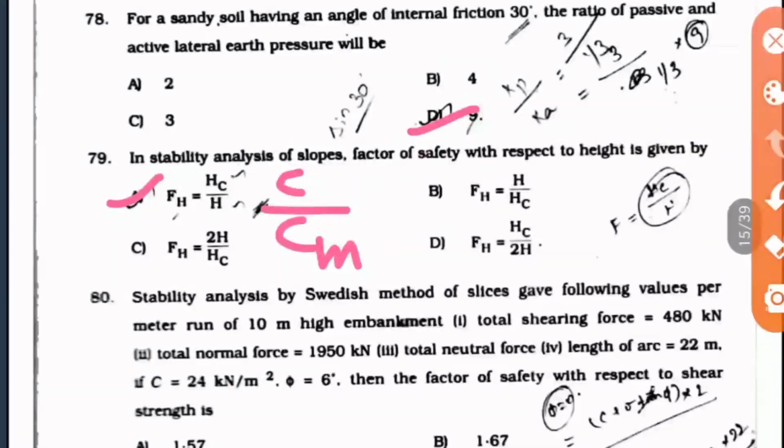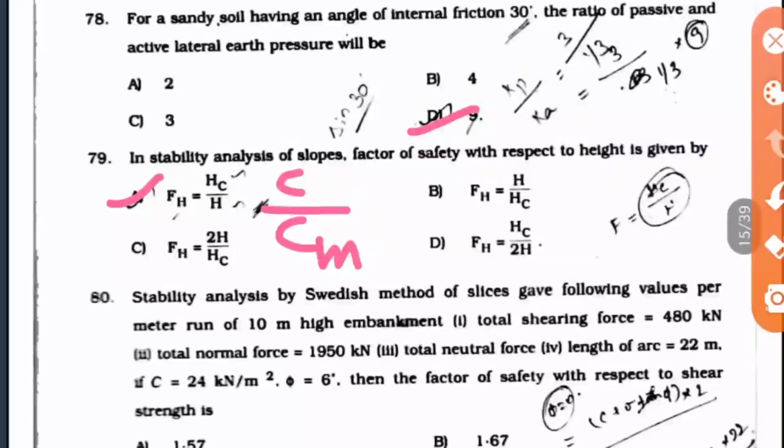Total normal force is equal to 1950 kilonewton. And total neutral force, they didn't give anything. Length of arc is 22 meter. If C is equal to 24 kilonewton per meter square, phi is equal to 6 degree, then the factor of safety with respect to shear strength is what? This topic we have also studied in the stability of slopes, but we didn't go for this formula, because they won't ask this formula in TRB and TNEB, as it cannot be found out without calculators. If you see the degree, 6 degree is given, tan 6 degree, so you can't do it without calculators.